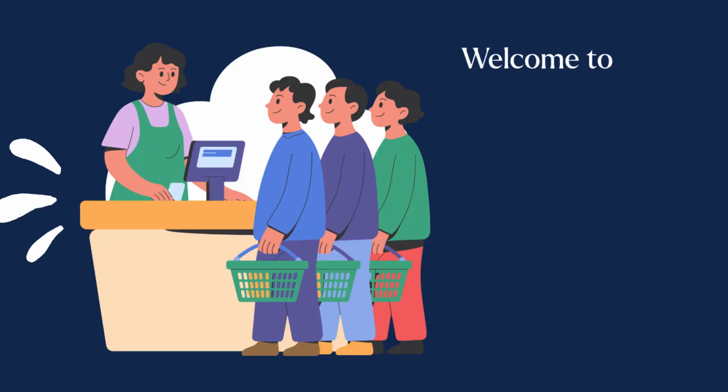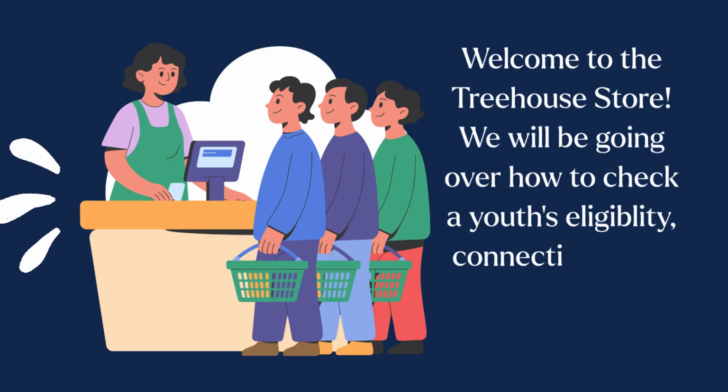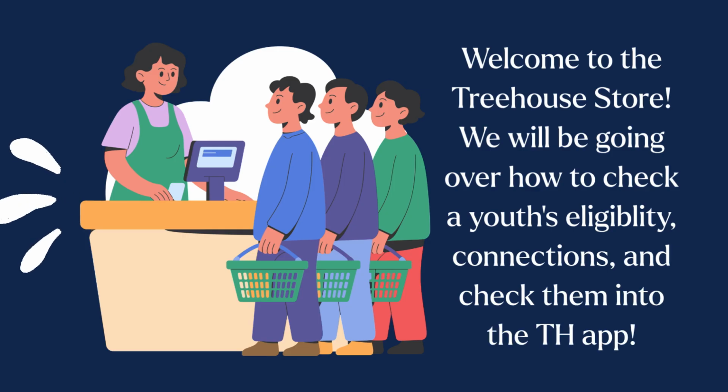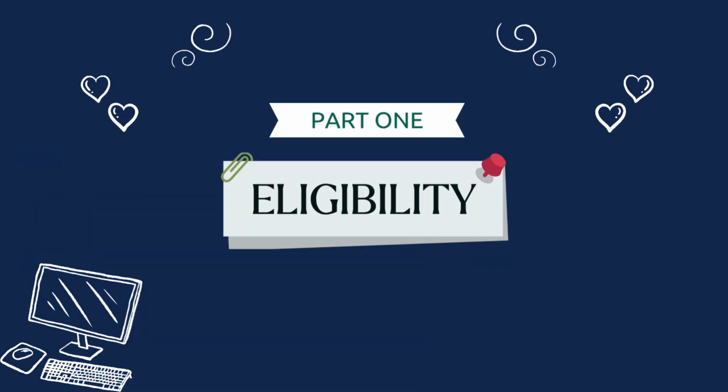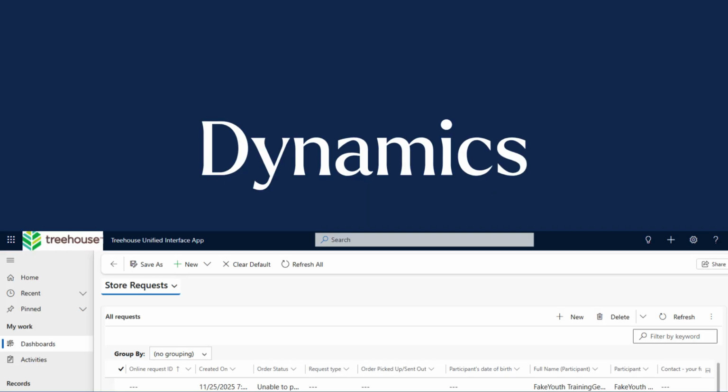Welcome to the Treehouse Store training, where we will be going over how to check a youth's eligibility, connections, and then check them into the Treehouse app. Let's start with eligibility. We will be using Dynamics, which is our database for youth information.